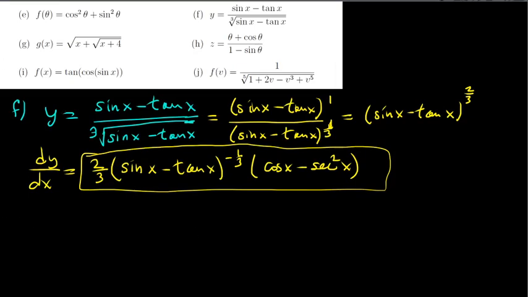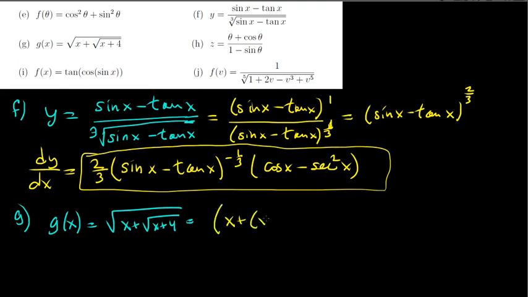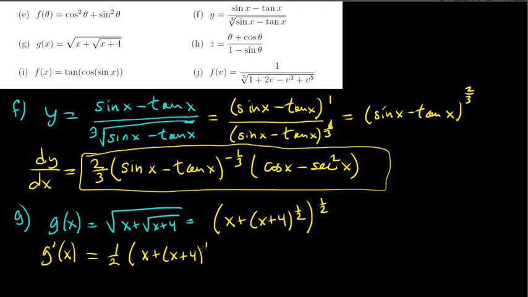G is, well, again, square root of x plus the square root of x plus 4. Right. So first things first, this is x plus 4 to the 1/2, and then again to the 1/2. So to take the derivative, yep, no way to simplify this. Maybe there is, but it's not that helpful, I think. Just take the derivative, right? Use the power rule, and then the chain rule.